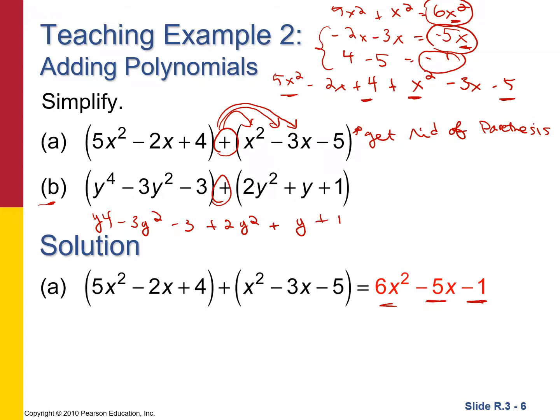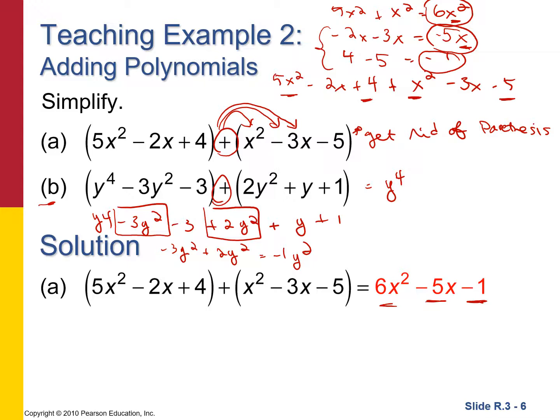So y to the fourth, there's nothing there, there's no common term for it, so that's going to stay there, y to the fourth. Minus 3y squared and plus 2y squared. Okay, so we're going to do minus 3y squared. Let's box this up right here. Plus 2y squared. Minus 3 plus 2 is minus 1y squared. So that's minus 1y squared.